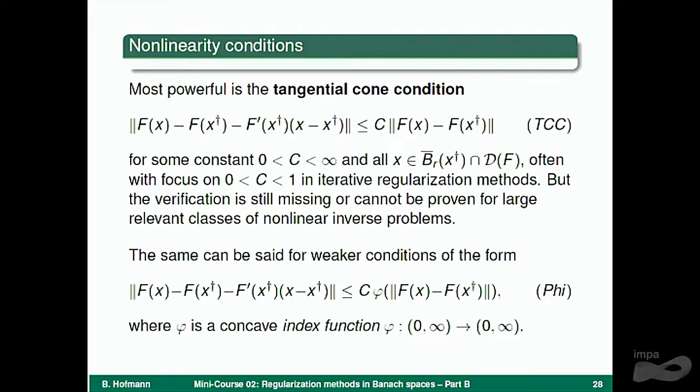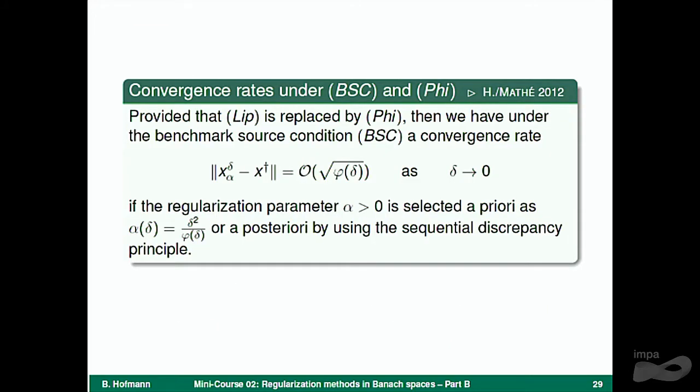You do not need smallness conditions, but it is not so simple for practical problems to find such phi functions such that it works. Convergence rates under benchmark source condition and phi situation can be shown, and you get error estimate with E as a simple norm difference and big O of square root of phi of delta. That means if you have the benchmark source condition in Hilbert space situation, and instead of tangential cone condition you have this simpler, then you find this here in the rate. The rate gets worse.